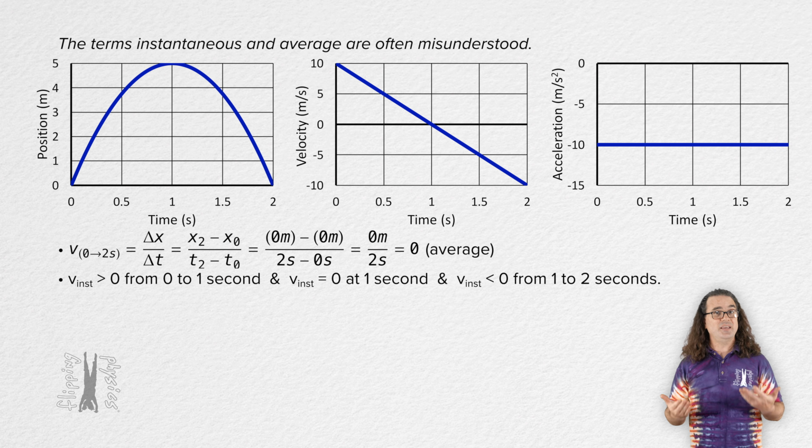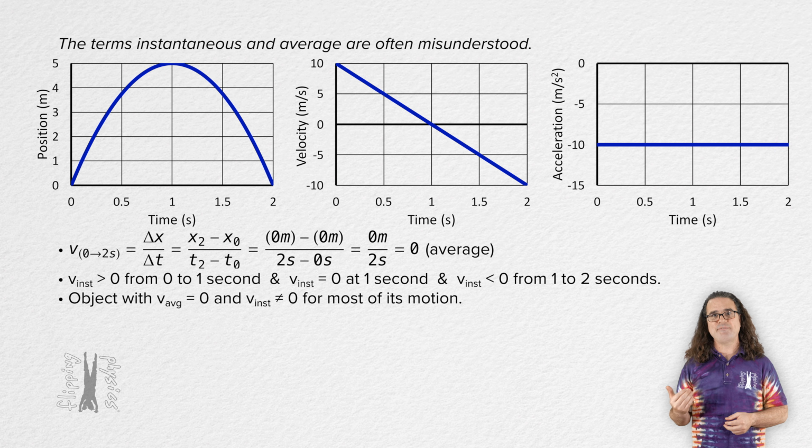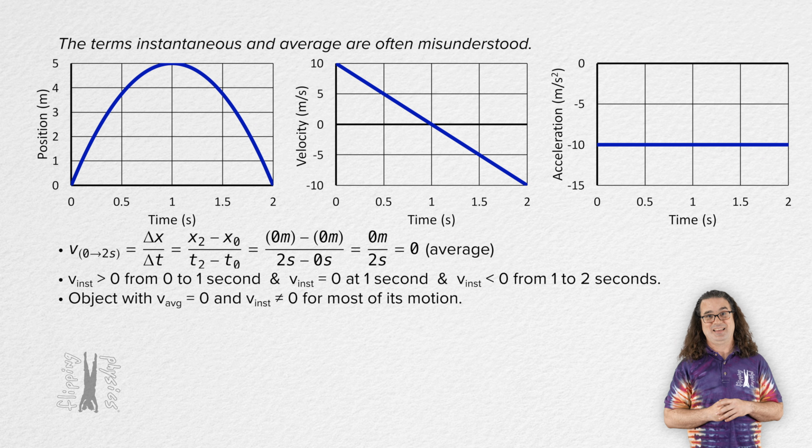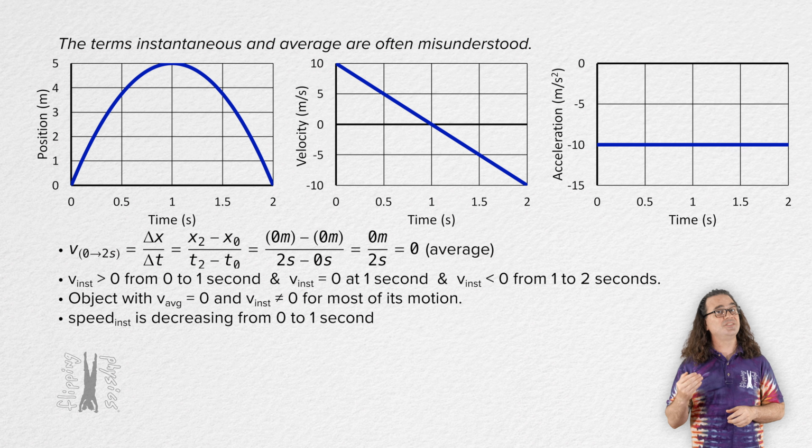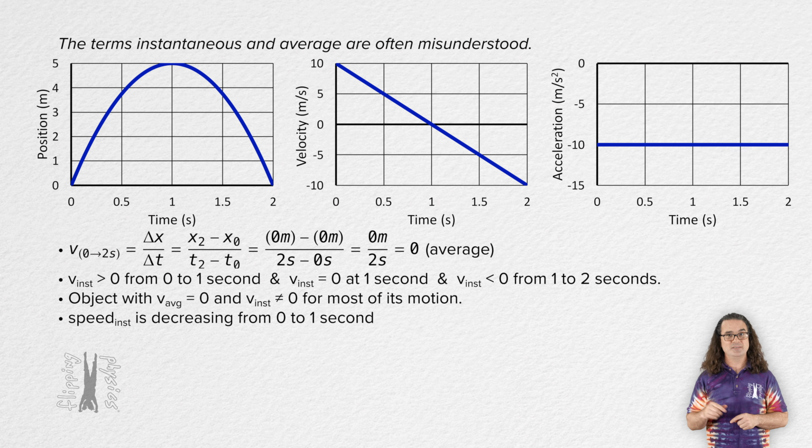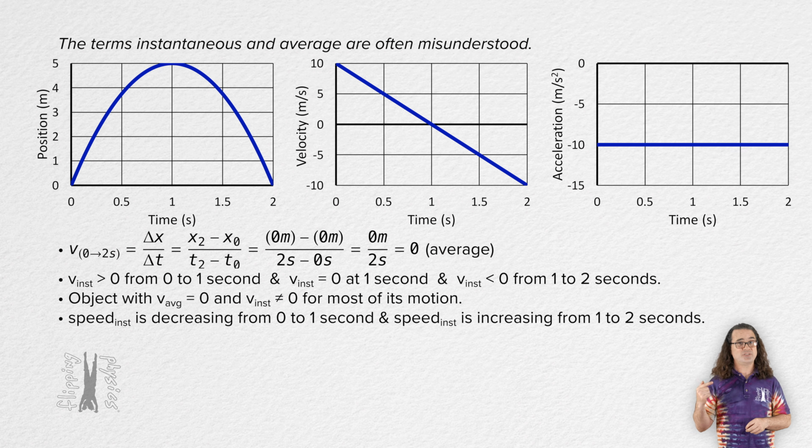So, this is an example of an object with an average velocity of 0, which has a non-zero instantaneous velocity for most of its motion. But what about its instantaneous speed, you ask? I do not think anybody asked. The instantaneous speed of the object is decreasing from 0 to 1 second and increasing from 1 to 2 seconds.